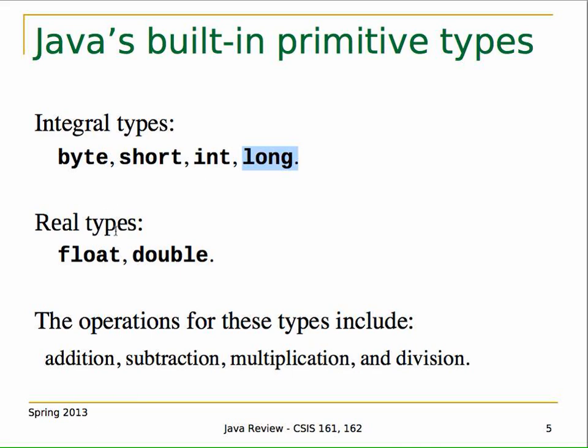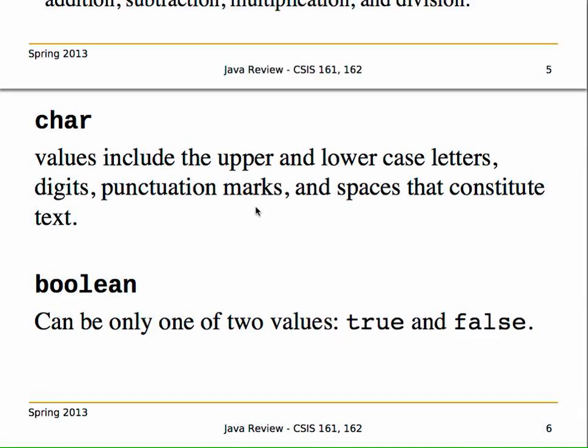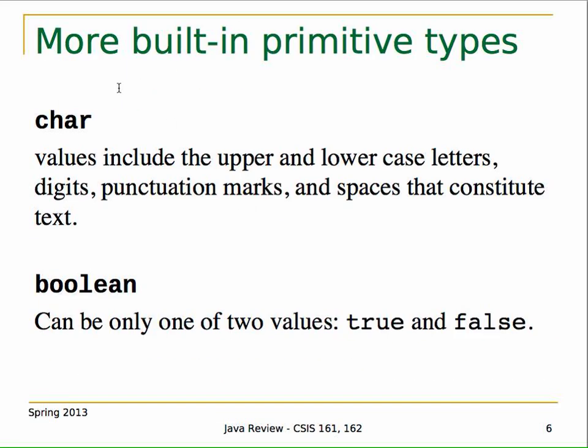There are real types, that is real numbers, as in numbers with a decimal point and a fractional part. Those are called floating point numbers. Typically we say floating point numbers. There's two main types, float and double. And the operations for these types include addition, subtraction, multiplication, division, and for ints you can also do remainder or modulo. There's also a char type. These are values that include letters, upper and lowercase letters, digits, punctuation marks, spaces, all those things.